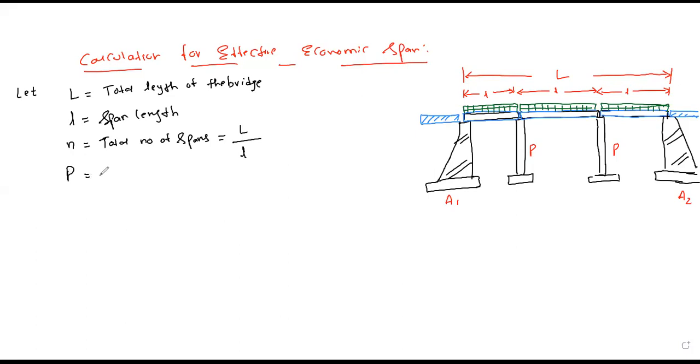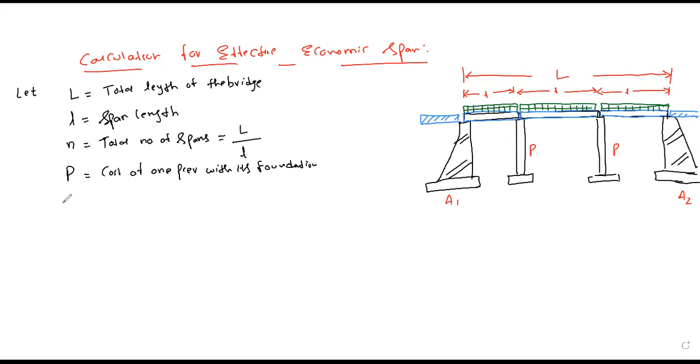In capital P. What do you mean capital P? Cost of one pier with its foundation. Because the foundation will be attached to the pier. So that's why we have to consider the cost of the pier along with the foundation as an overall cost.